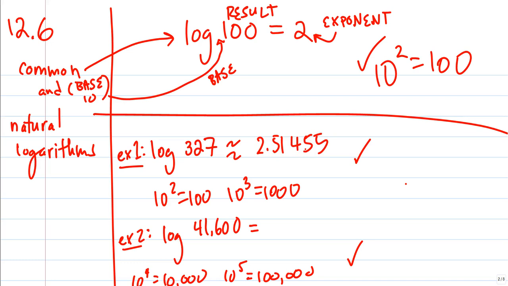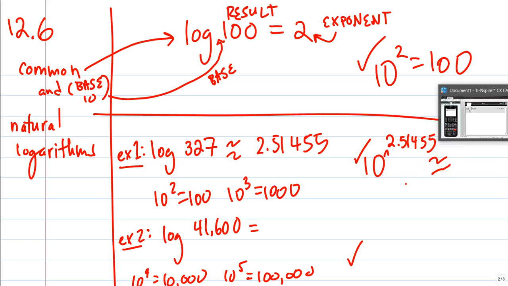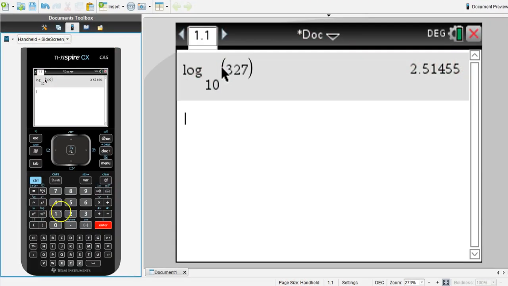Okay. Could I check this answer? Yeah, just like we did here, 10 squared was 100. I should be able to say 10 raised to the 2.51455 should approximately be 327. And I can do that. I'm actually going to leave as much of it in the calculator as I can, but I encourage you to check it.